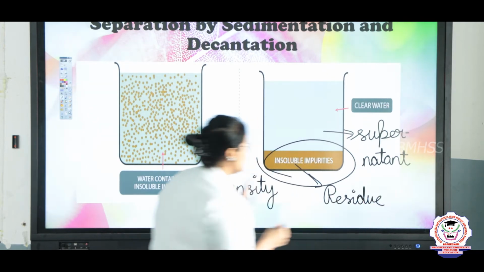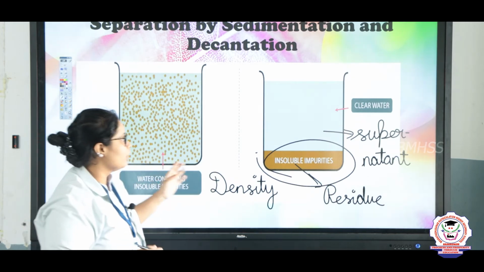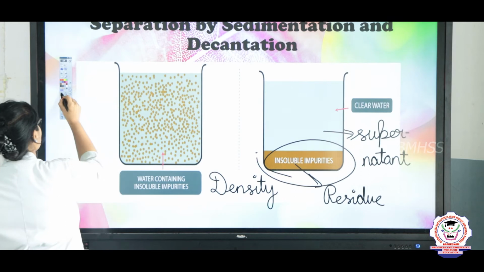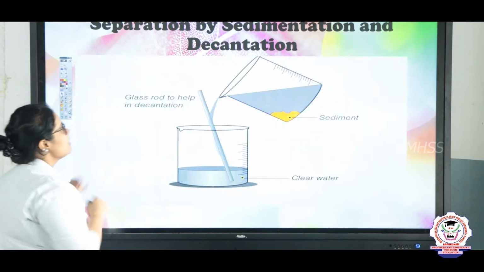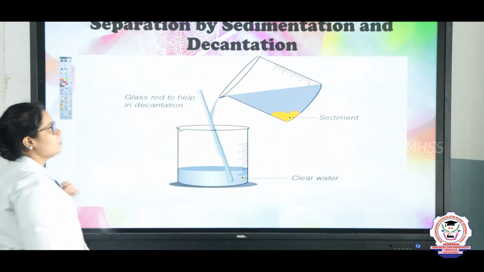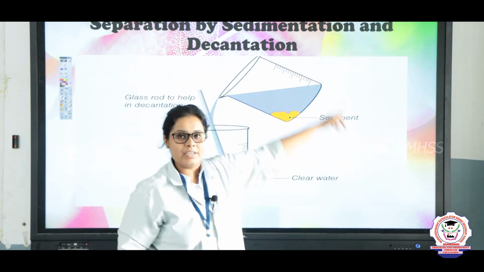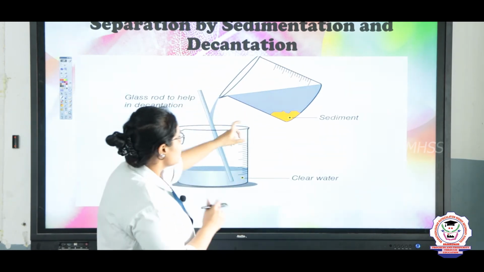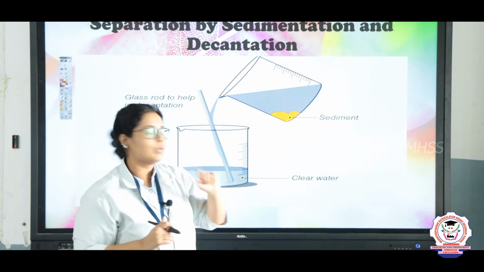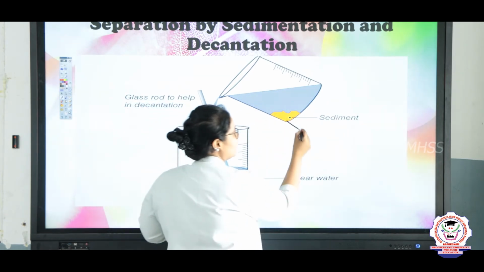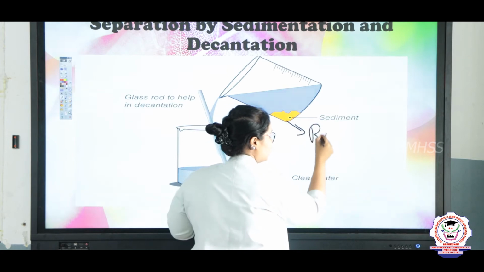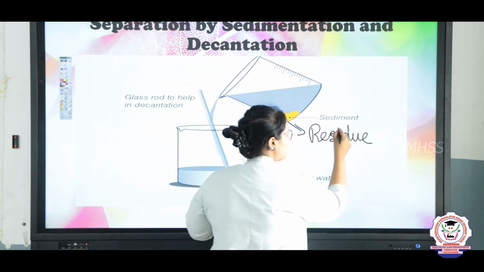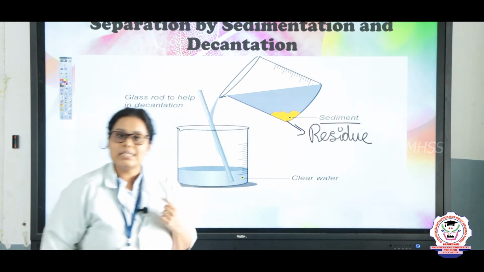So once you get a settlement like this, you can go to the next process. That process is known as decantation. So what is the process? Decantation means from the can you are removing the particles. So this is the particle which we got, right? This particle I told, it's known as residue, or it is also known as sediment.